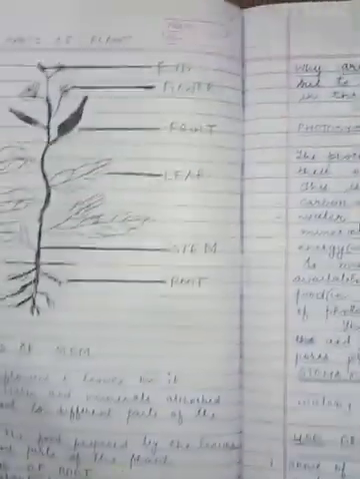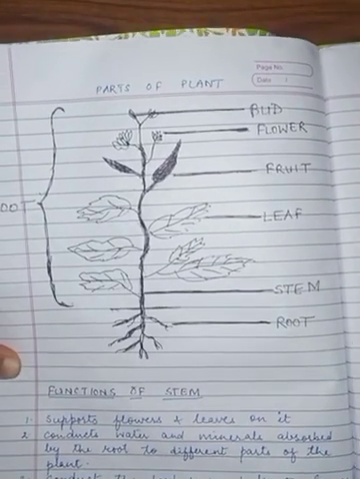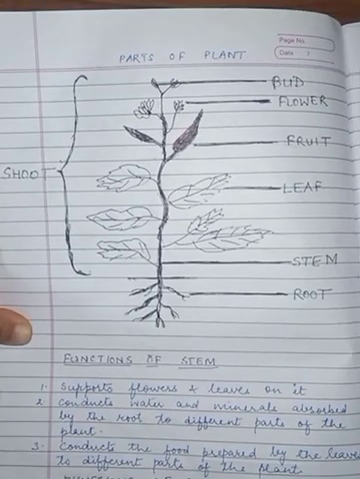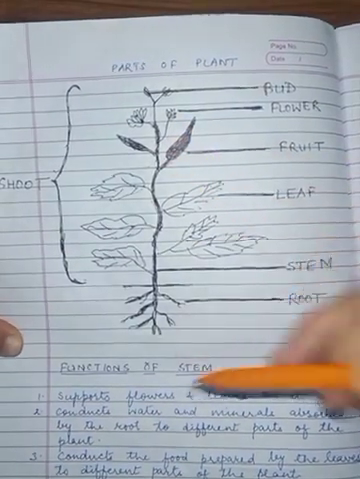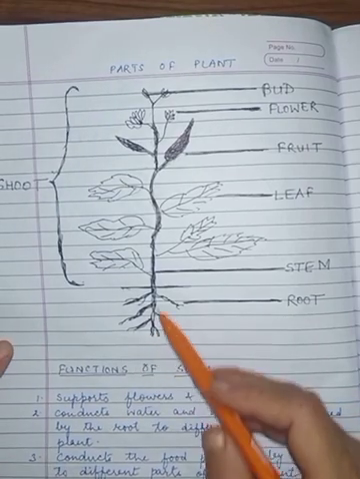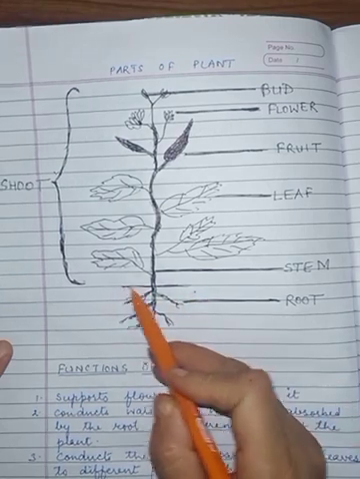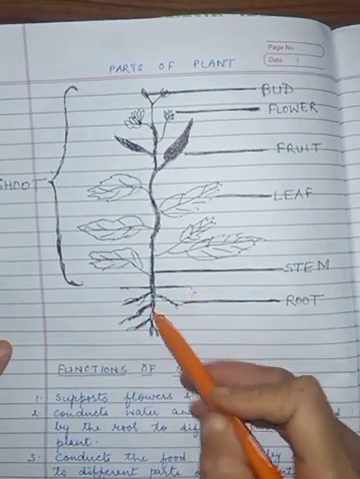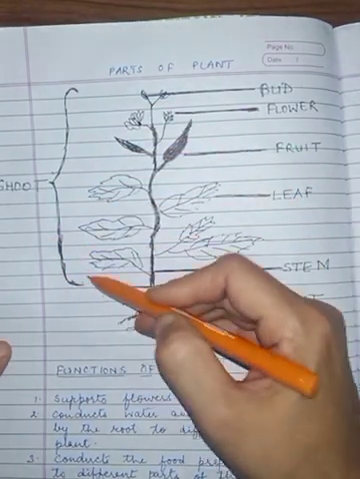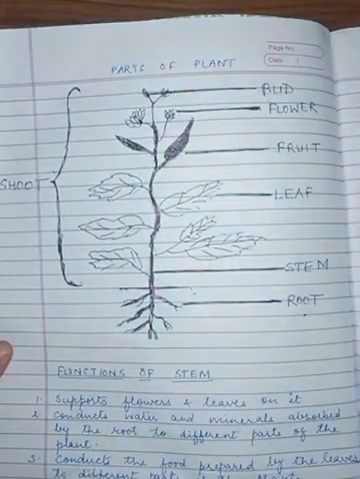Now, parts of a plant. See, parts of a plant. A plant is divided into root and shoot. This is root of the plant which grows under the ground. Under the ground. So this is root, and the rest of the part is called shoot. This whole part is called shoot.